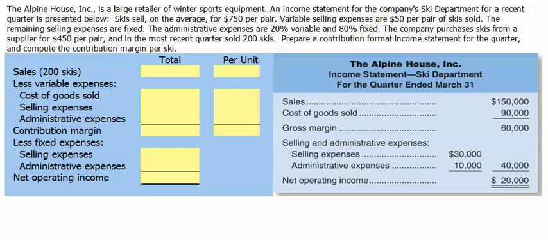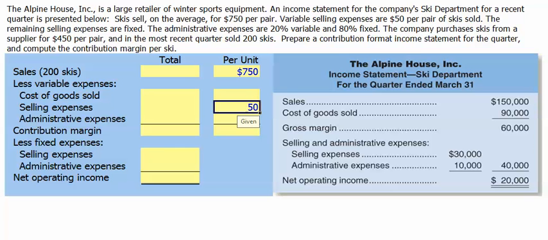The Alpine House, Inc. is a large retailer of winter sports equipment. An income statement for the company's ski department for a recent quarter is presented below. Skis sell on average for $750 per pair. Variable selling expenses are $50 per pair of skis sold. The remaining selling expenses are fixed.